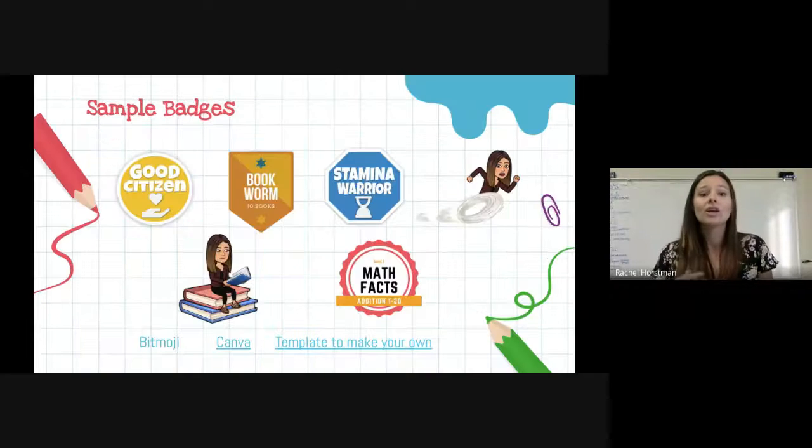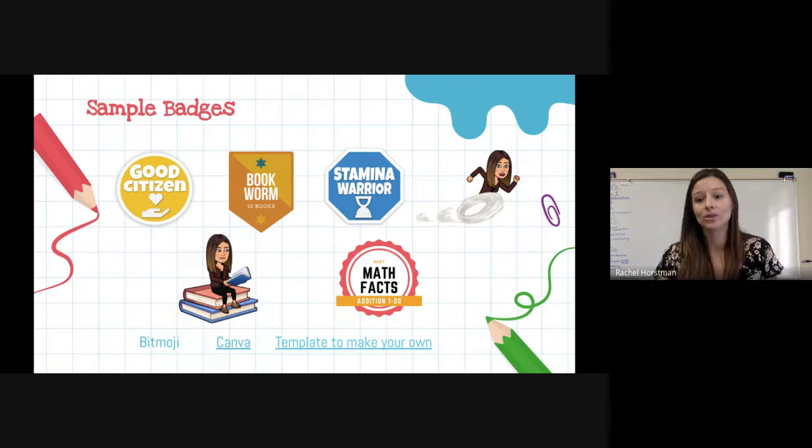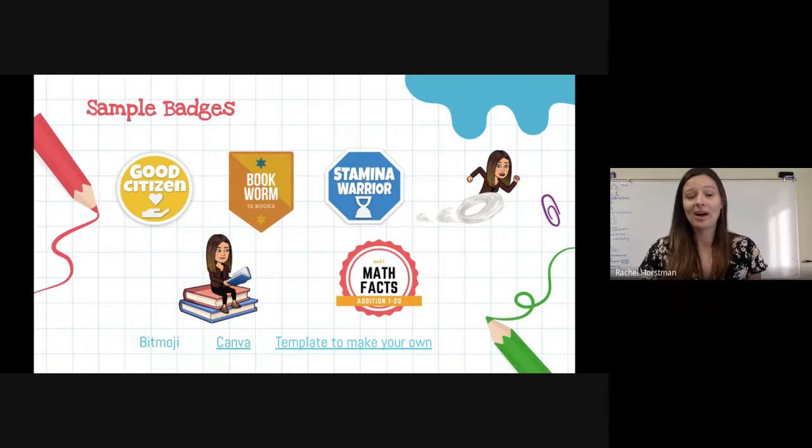But like I said, you can start small. Here's some sample badges. I created some. I've got a template there for you where all you have to do is change the titles. The Good Citizen and the Stamina Warrior are ones that I created on Google. You can just go in and edit the text there and make it say whatever you'd like. You'll also see I used my Bitmoji there a couple times. Those don't even have words on them. You could turn those into badges for your students as well.